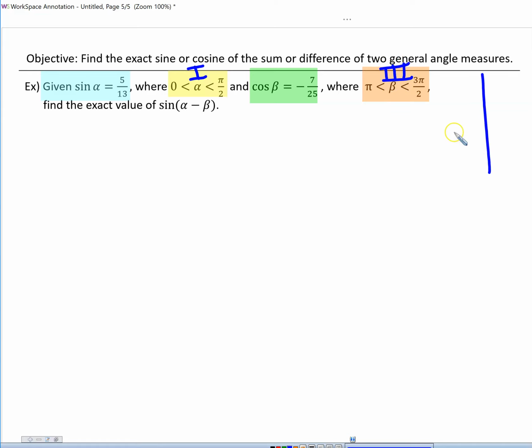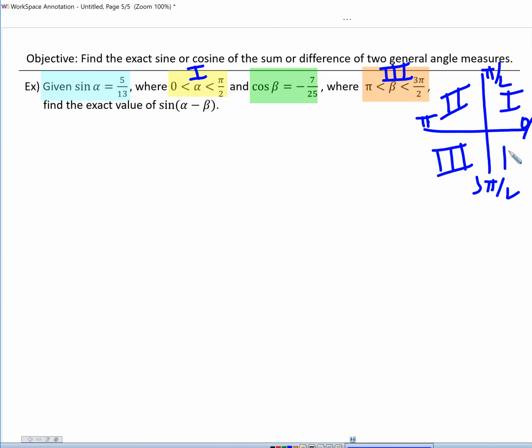So again, for your unit circle, this is your 0 radians, pi halves, pi, 3 pi halves, and then coming back, that's 2 pi. So that's what we're looking at. 0 to pi halves puts us in quadrant 1. Pi halves to pi puts us in quadrant 2. Pi to 3 pi halves puts us in quadrant 3. And then 3 pi halves to 2 pi will put us in quadrant 4.